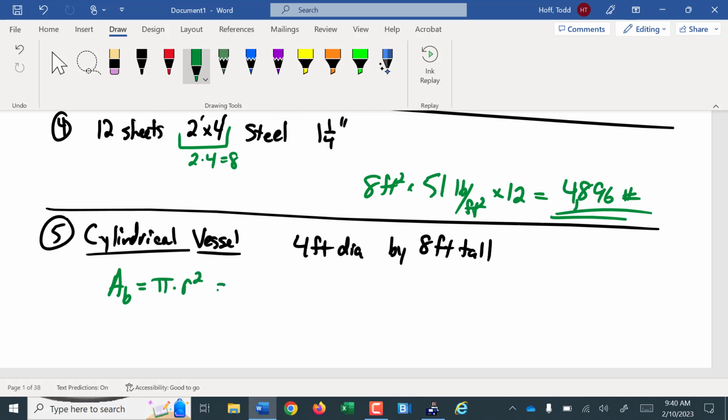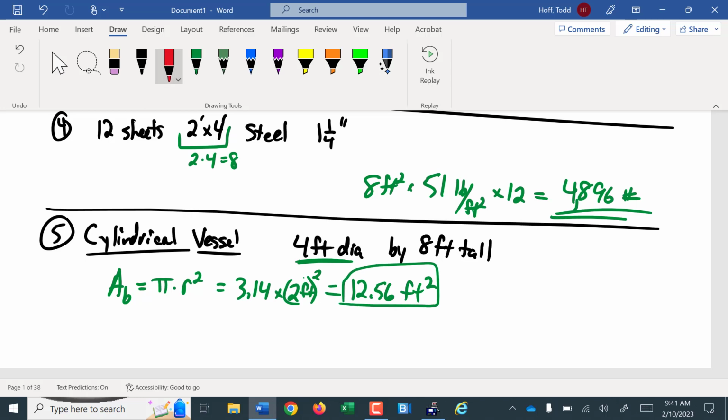Pi times radius squared. So here that'll be 3.14 for pi. What's our radius? 2. We have a diameter of 4, so the radius is 2. So 2 feet squared times that is what, 12.56 square feet? So that's the area of the bottom. Then we need the area of the sides. Remember, the area of the sides, we called it a lateral area, is the technical term for it. It is the circumference of the bottom times the height.